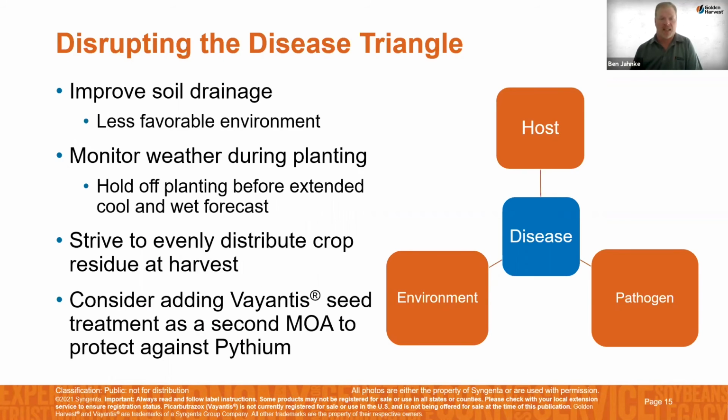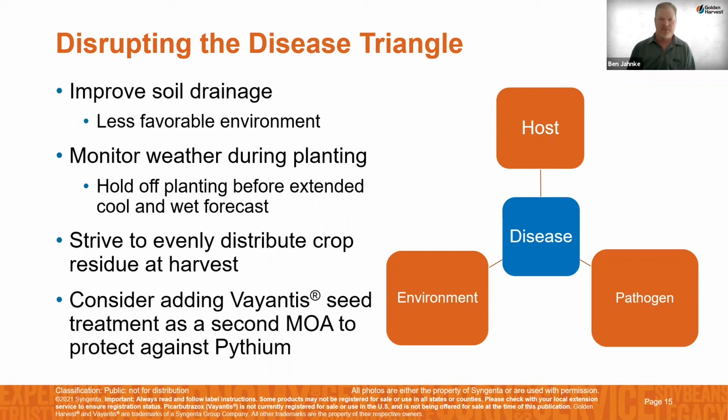What can we do to manage against Pythium? If you look at the disease triangle off on the right here, we can already assume we're going to have a host crop out there, and the pathogen, more than likely, is probably there. And so the only other leg on the triangle left for us to look at is environment. And so how do we manage that?